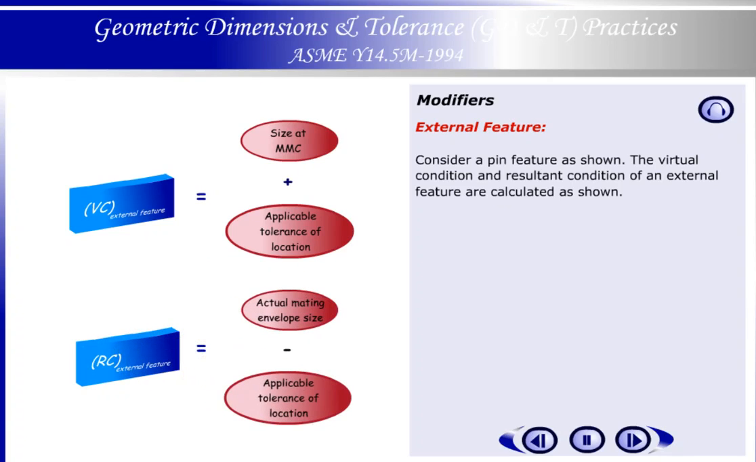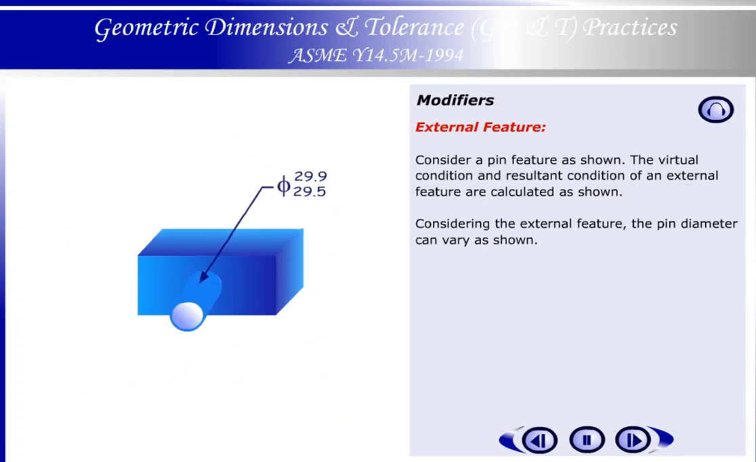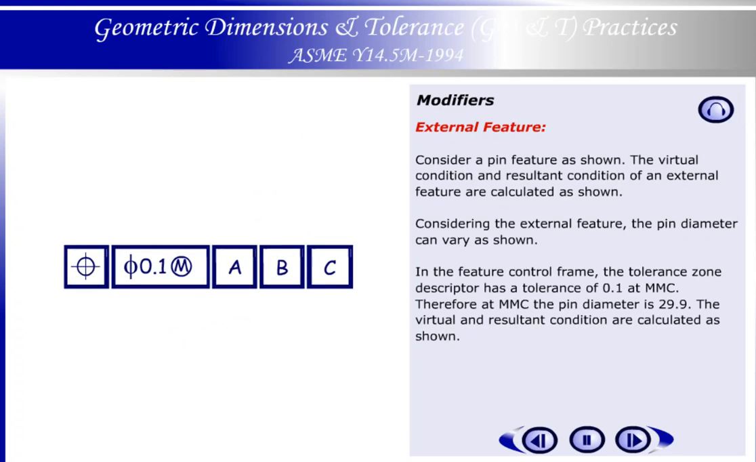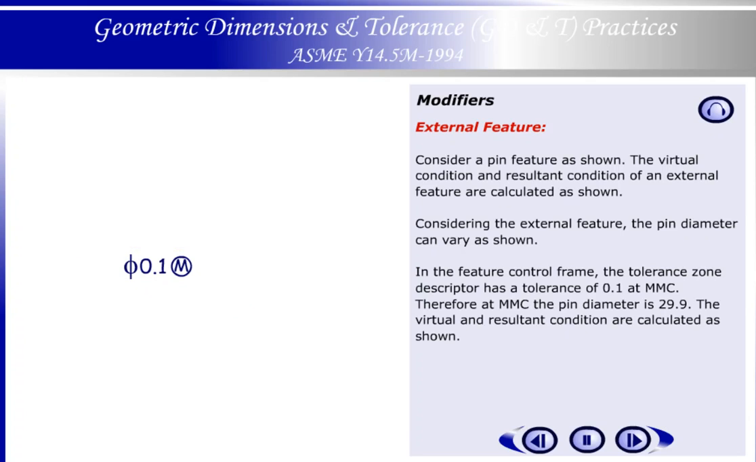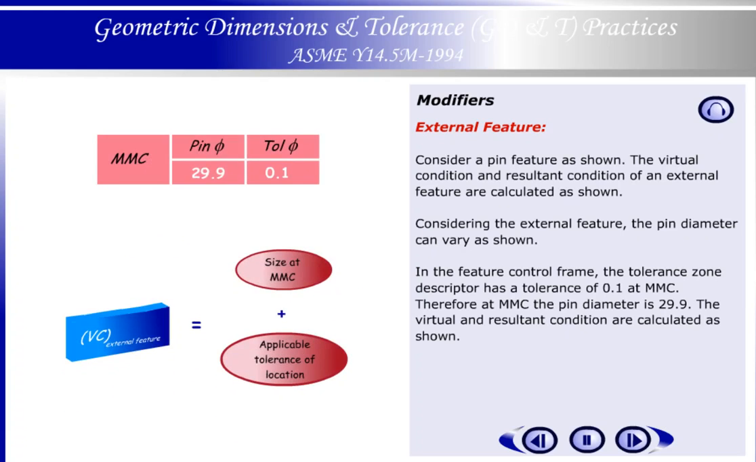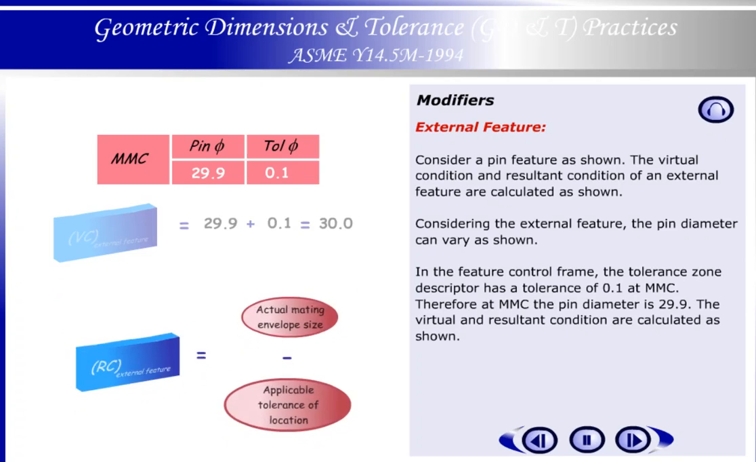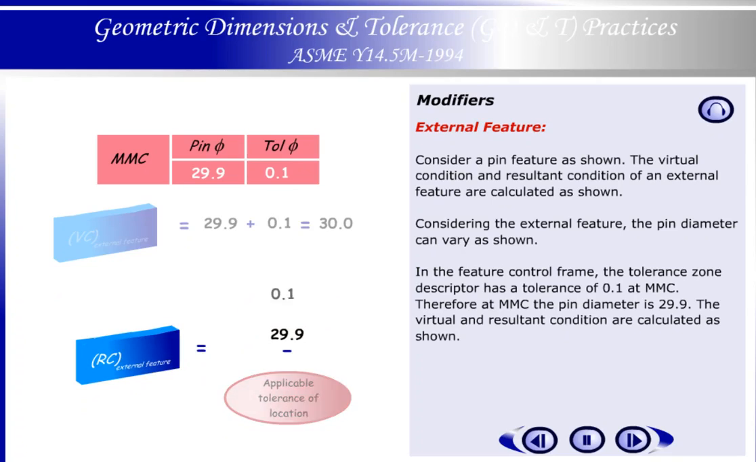Considering the external feature, the pin diameter can vary as shown. In the feature control frame, the tolerance zone descriptor has a tolerance of 0.1 at MMC. Therefore, at MMC, the pin diameter is 29.9. The virtual and resultant conditions are calculated as shown.